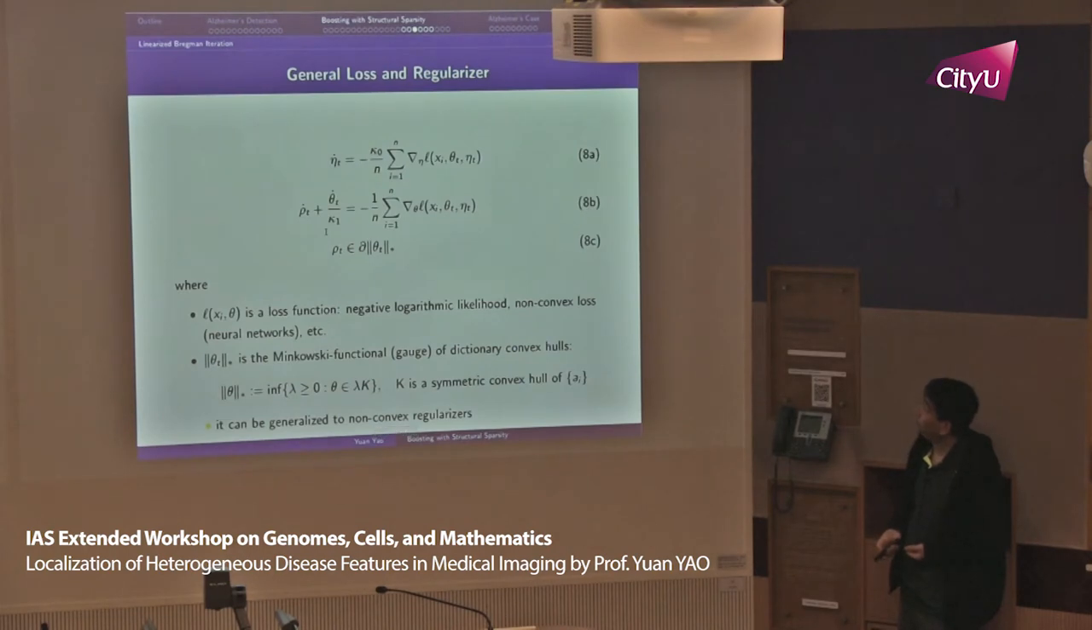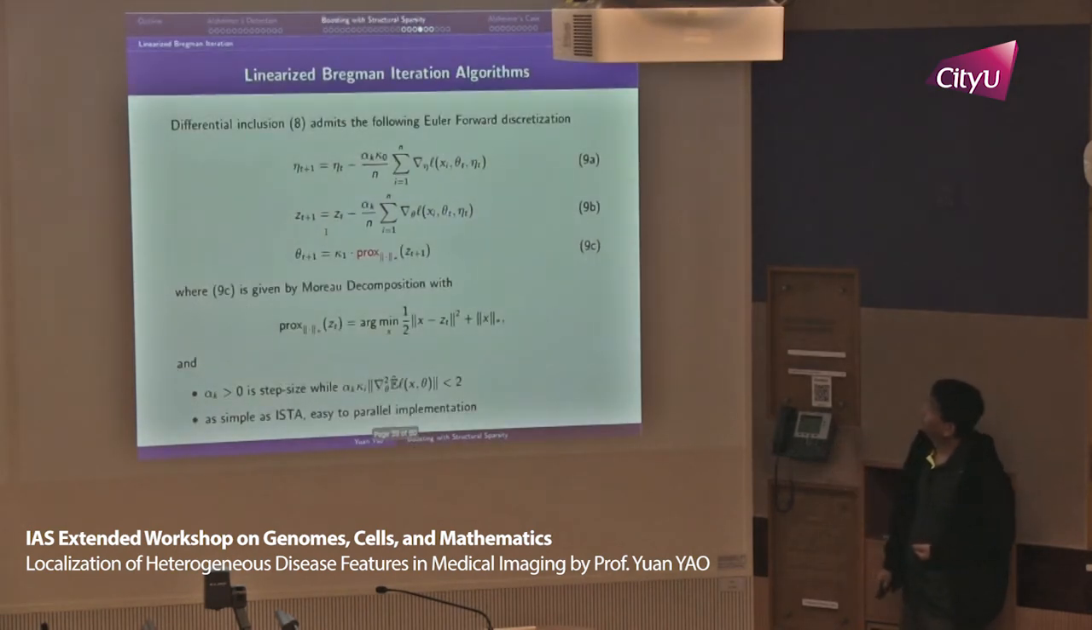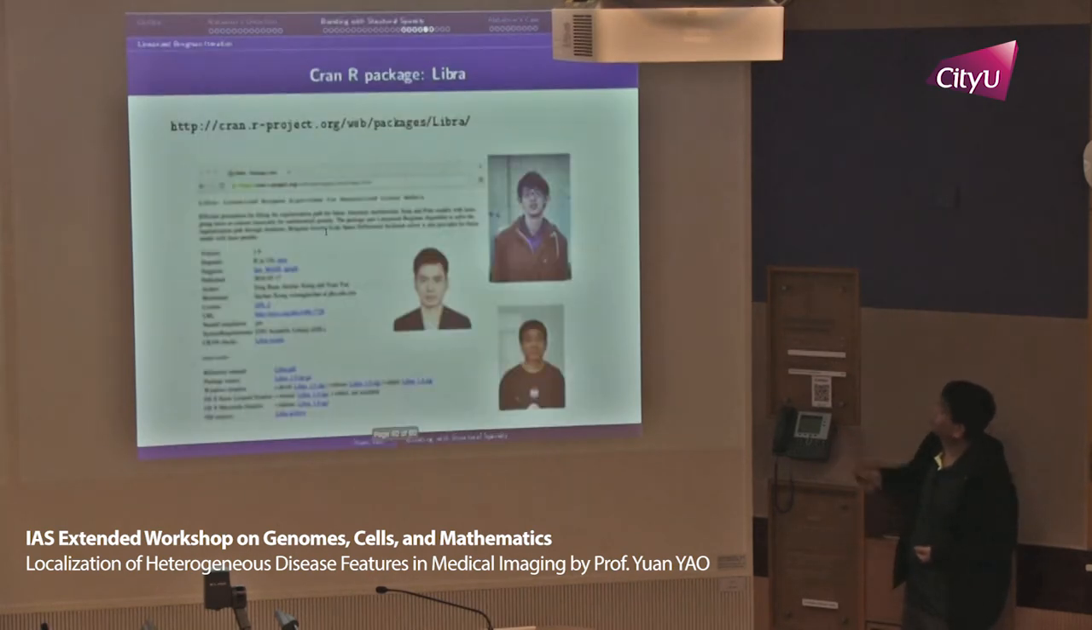And we have also generalized the simple algorithm to the general loss function. This loss function can even be non-convex, as in the picture we showed before. It doesn't matter, as long as the restricted subspace is convex, then that's fine. And also, we can generalize this penalty to any Minkowski functional, or even any convex function. That always works here. And the linearized Bregman algorithm, okay, this one I can skip.